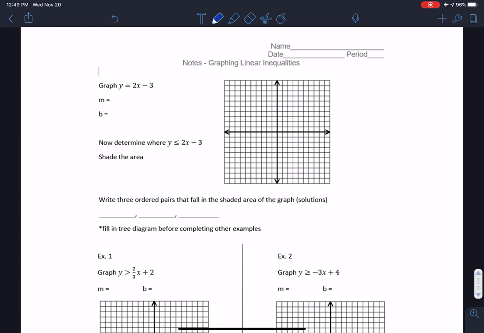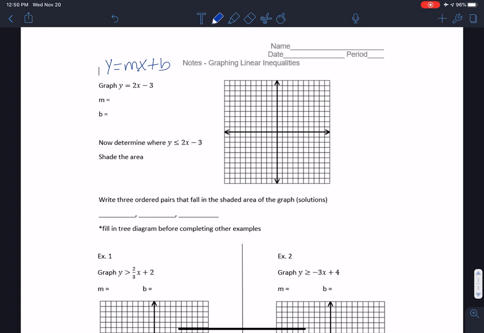Today's notes are going to be over graphing linear inequalities. Now this may look familiar because we just did linear equations, where a linear equation is in the form of y equals mx plus b, where the m is my slope and my b is my y-intercept. So it's going to be very similar, we just have a couple things that are going to be different. So let's just quickly do a review of linear equations.